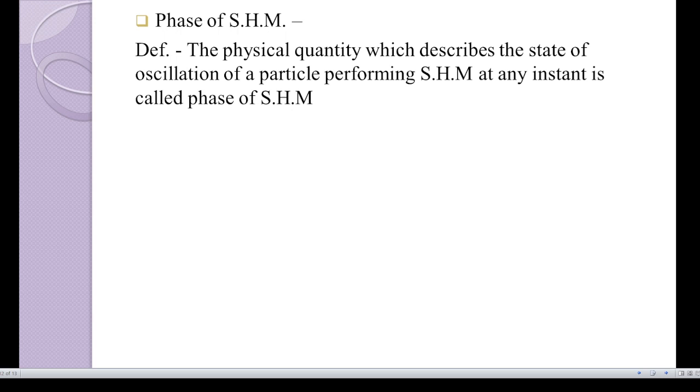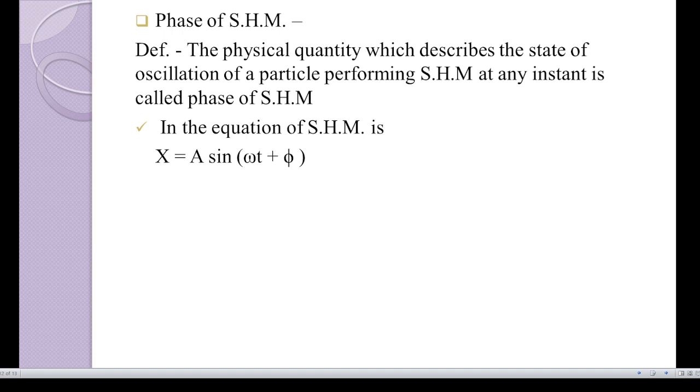Now the last point is the phase of SHM. The definition of phase: the physical quantity which describes the state of oscillation of a particle performing SHM at any instant is called the phase of SHM. In the equation x is equal to a sin omega t plus phi, the term omega t plus phi is called the phase or phase angle of SHM.